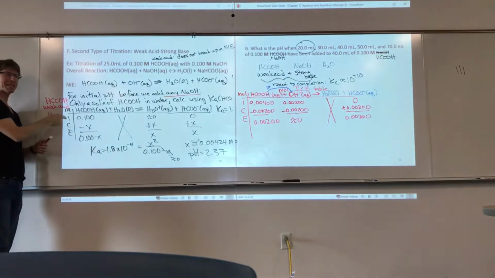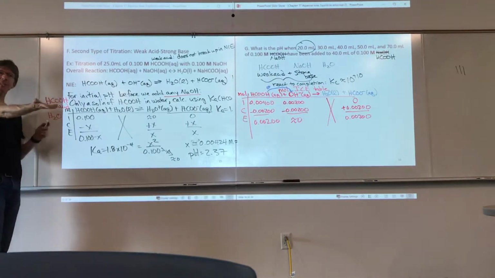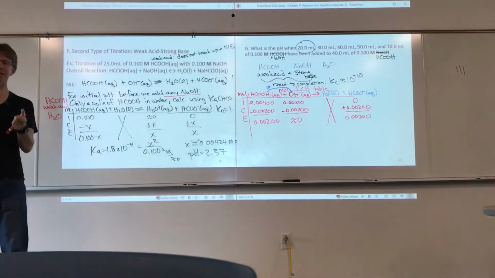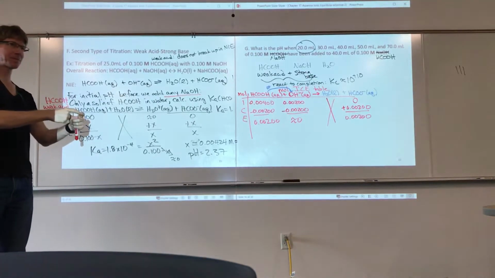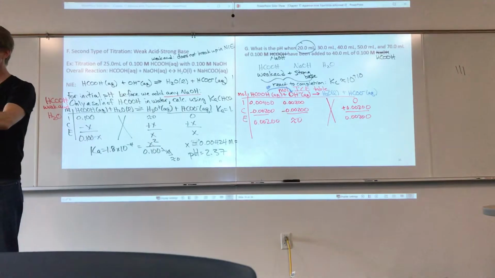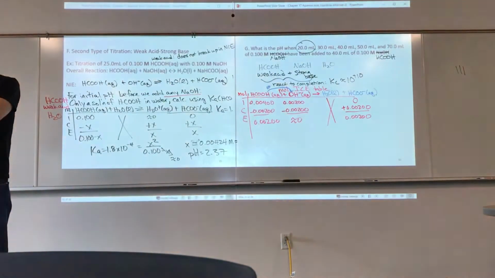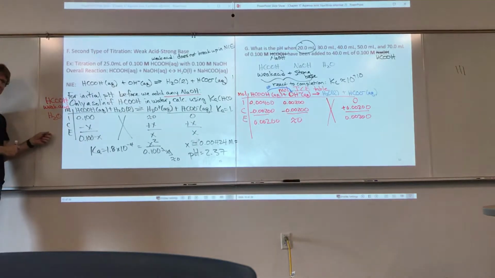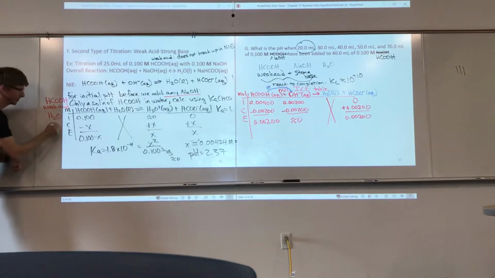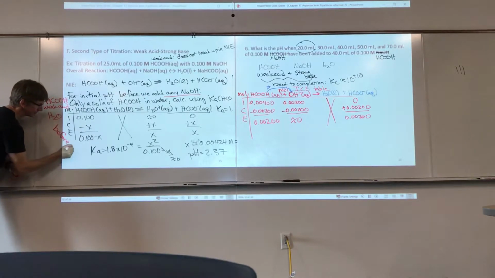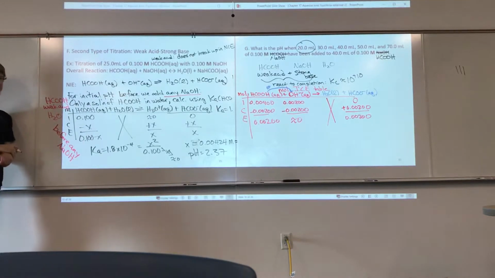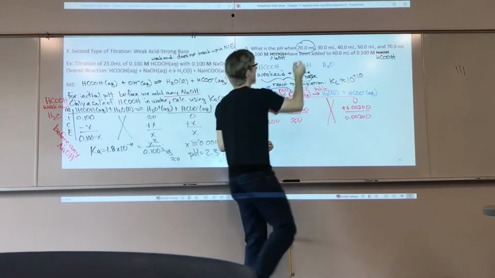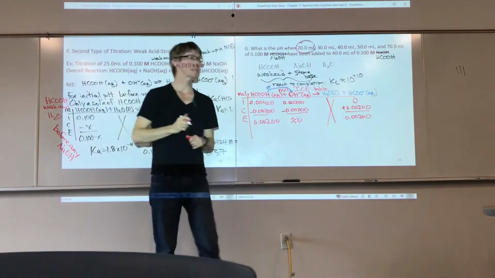So let's say this, you've done a titration. The titration goes like this. Measure out your acid, put your base in your burette, and then start adding from the burette, right? This one says, before we add any sodium hydroxide from the burette. And then the second problem is once we've added the hydroxide from the burette, what is the pH?